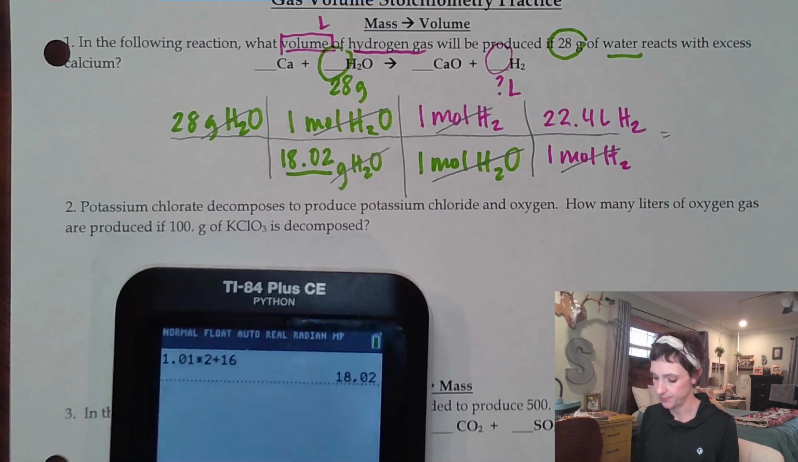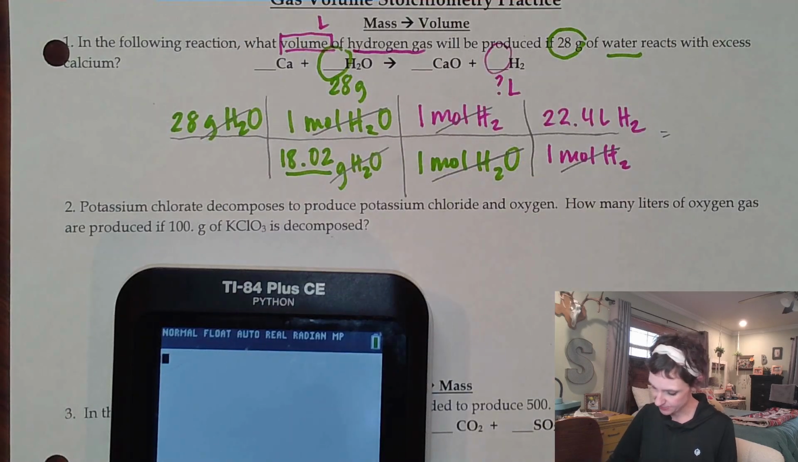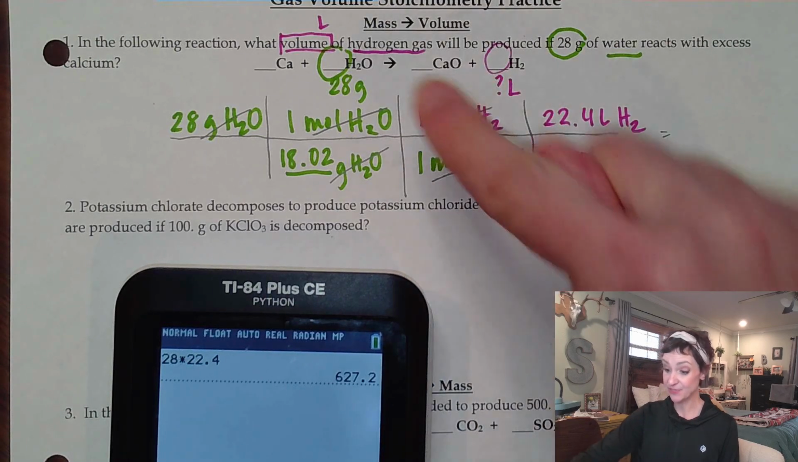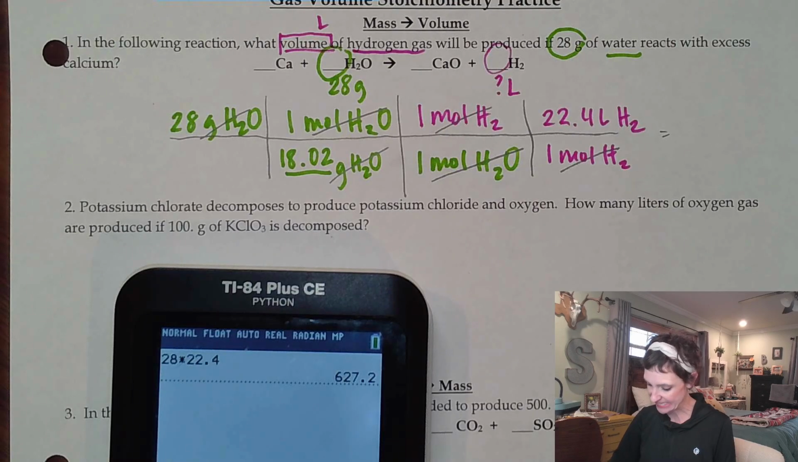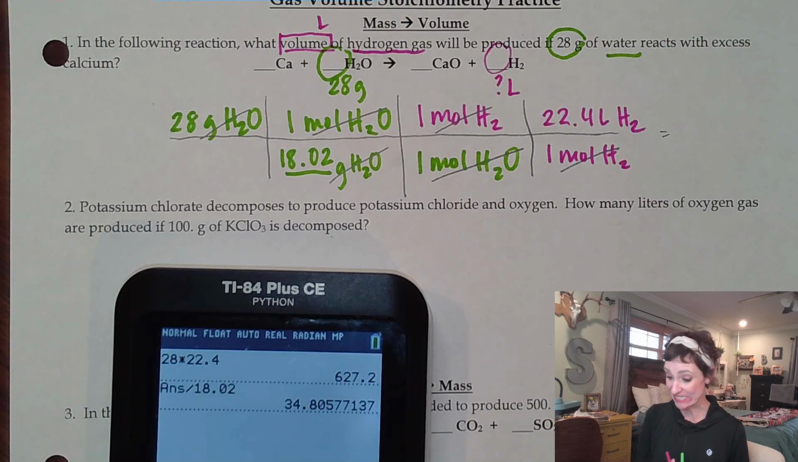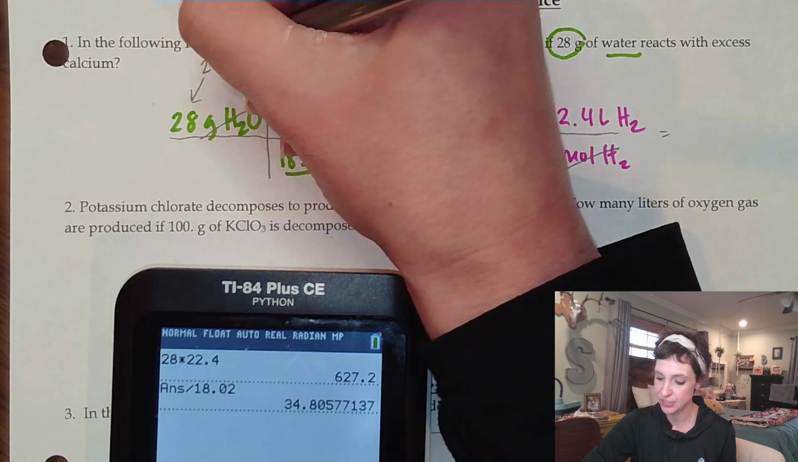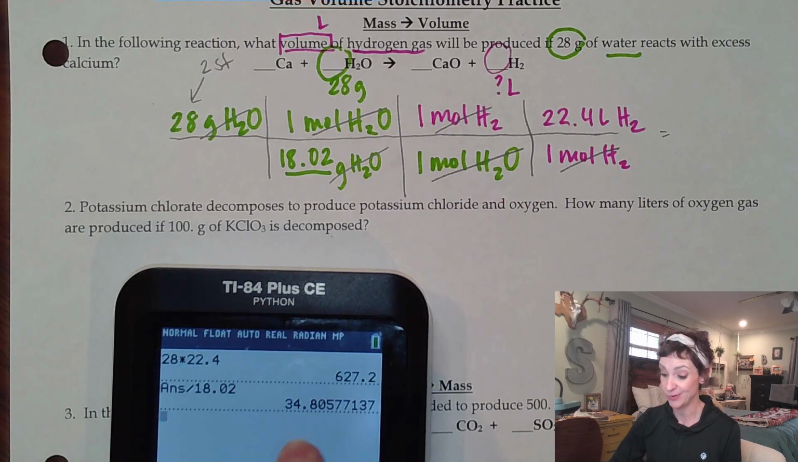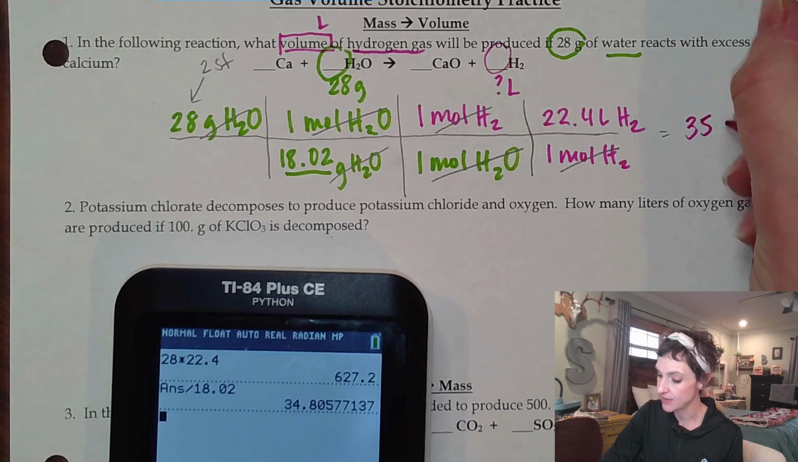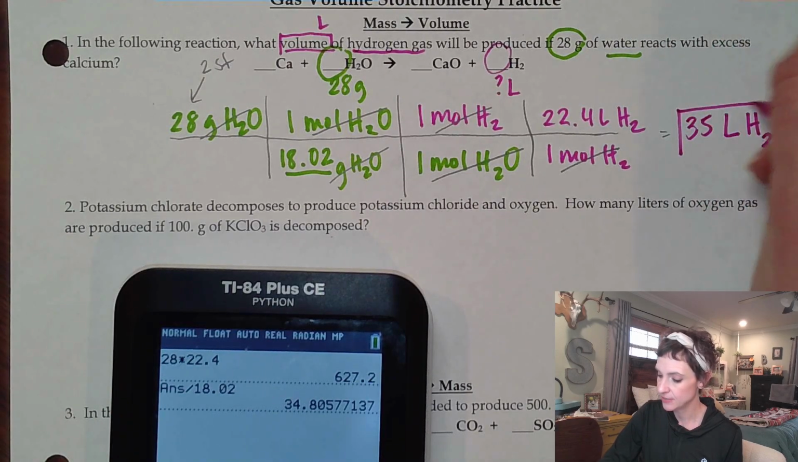So now I'm ready to calculate. With my calculator, I have 28 times 22.4. Yep. And then I'm dividing it by the only thing of interest, meaning the only thing that is not a 1 on the bottom, which is my molar mass of 18.02. Cool. So I get 34.80. How many sig figs am I going to round this answer to? My given sig figs is 2. There are 2 significant figures in 28. So for my answer, I want the 3, I want the 4, but I do have to round that 4 up to a 5. So my answer is 35 liters of hydrogen.